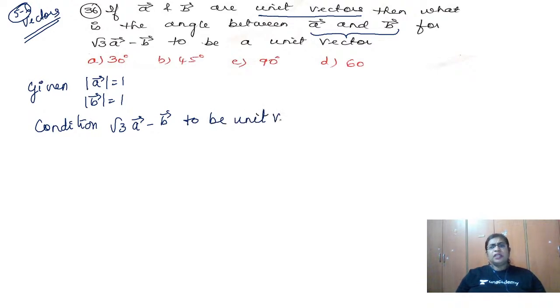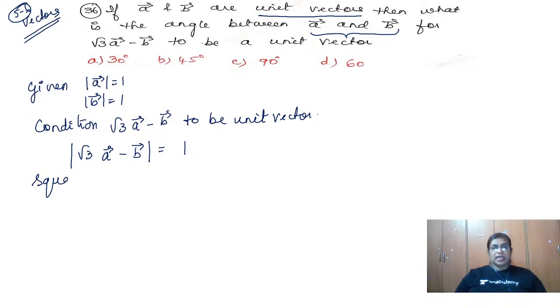So unit vector means immediately what should come to my mind? I have to make that magnitude equal to 1. So I have to make the magnitude of root 3 A vector minus B vector equal to 1. Now here what I do, I will square both sides, because I can find the root there, no? Okay, so let me square.